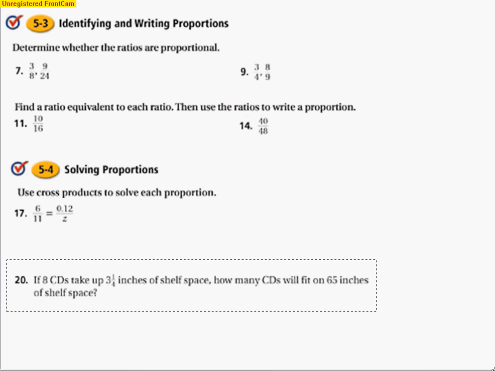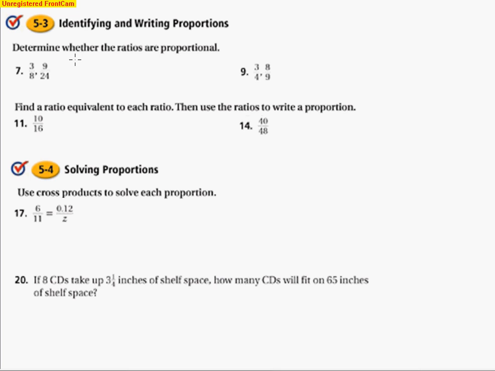This is part 2 of the lesson for page 254. So some example problems from that page. Section 5-3 asked us to determine whether ratios are proportional or not. To do that, typically what we do is we cross multiply. And the way that works is this. So we take 3/8 and we see if it equals 9/24.